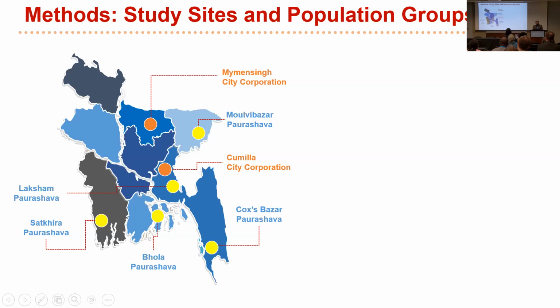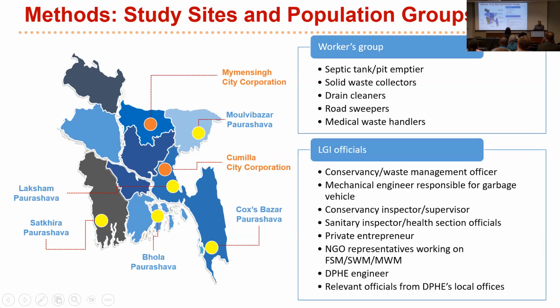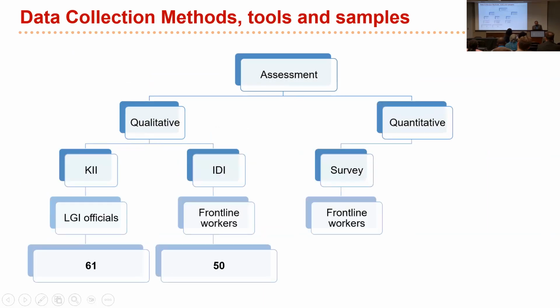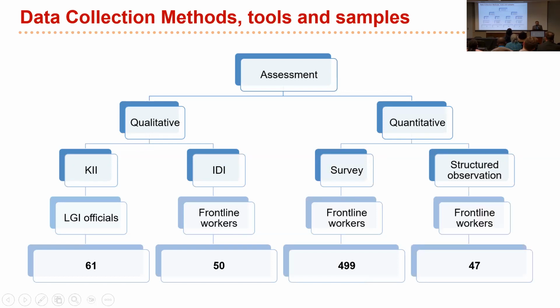The study that we focused on is basically a subset of a big study which we undertook in several municipalities and cities in Bangladesh. We looked at these 5 classes of worker groups, and we also interviewed the local government officials, including the conservancy and waste management officers, mechanical engineers, inspectors, the DPH engineers, and NGO representatives who are involved directly or indirectly with their work. The total study can be divided into a quantitative and a qualitative study. The quantitative study was based on survey and structured observation.